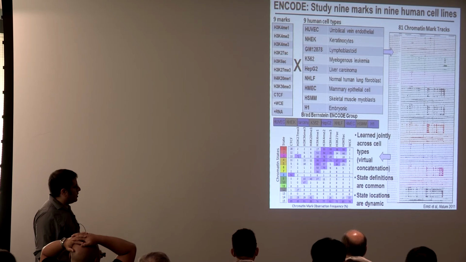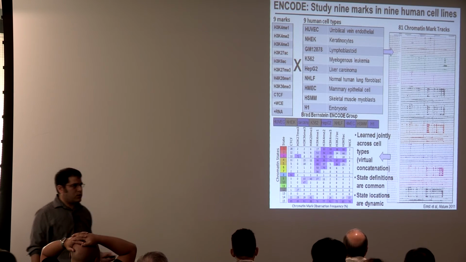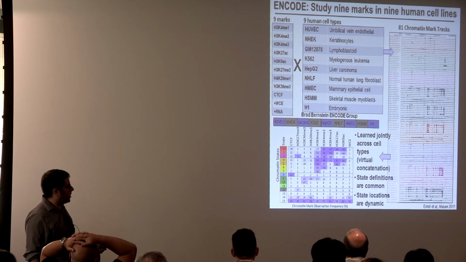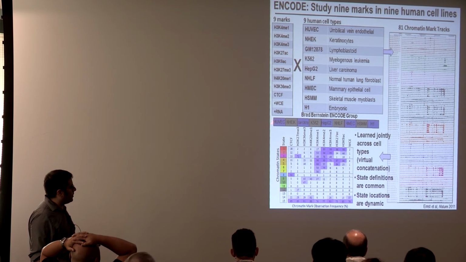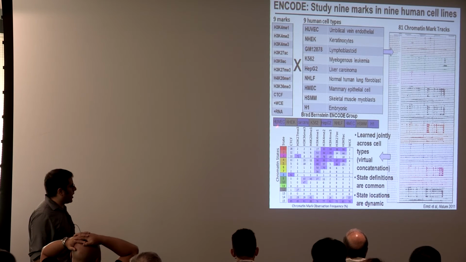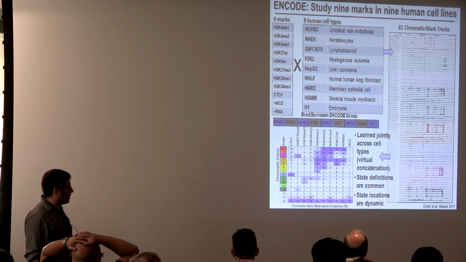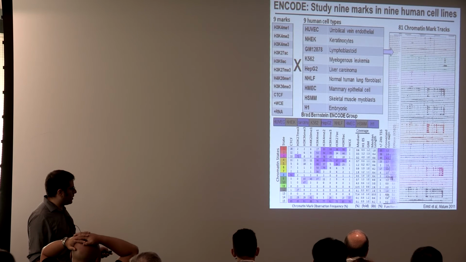And what we did, so before I was showing you this modeling approach in just one cell type, in order to learn and reason about multiple cell types, what we did was we conceptually applied the same modeling approach, but we concatenated different cell types as if they were additional chromosomes. So we would learn one common model across the cell types, but then give cell type specific state assignments. And I'll illustrate this on the next slide.